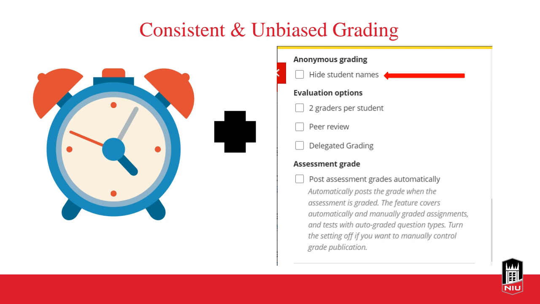One of the other things that I like to do that's going to help save time, and it's also good for consistency and building some unbiased grading practices, is first, you may want to hide the student names in your assignments. I know we always think we're unbiased, but this really ensures it. If I don't know whose work I'm looking at, then I can look at it with a completely neutral set of eyes.